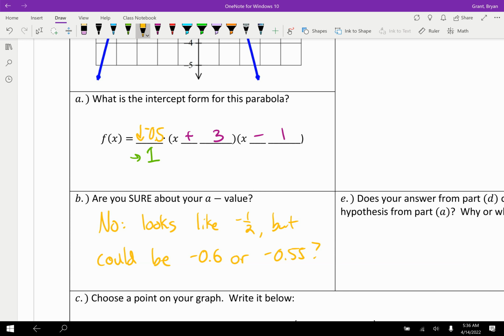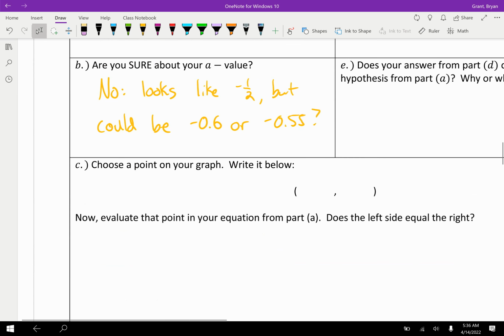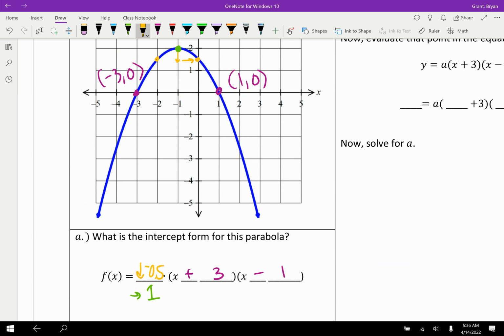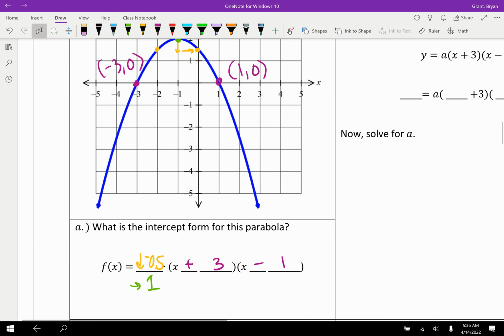So what we're going to focus on for this page is how we can make sure the a value is actually correct. So the first thing we're going to do is choose a point on our graph. And we're going to choose a point that we haven't used in the equation so far. In my equation, I've already used the x-intercepts. So what are some other points?